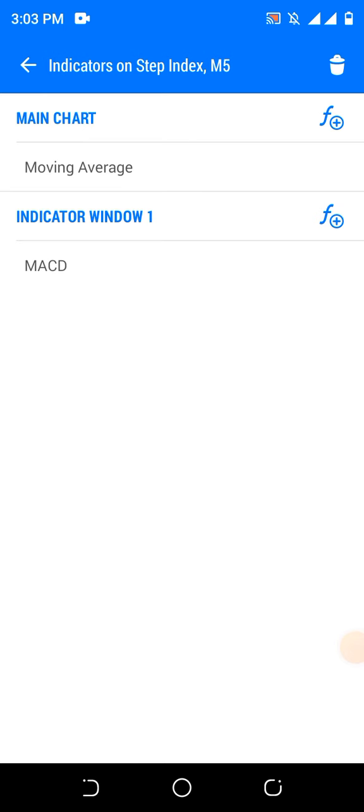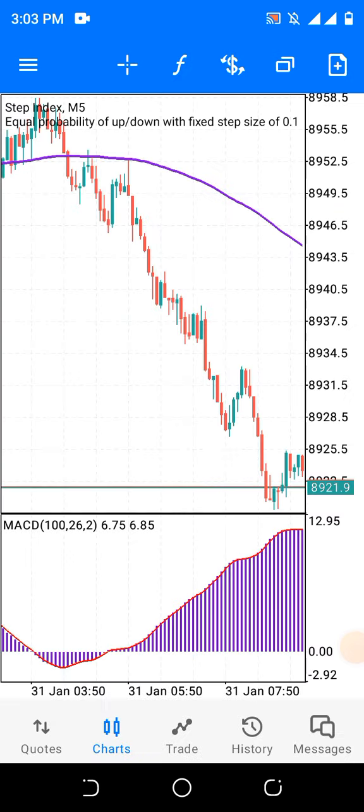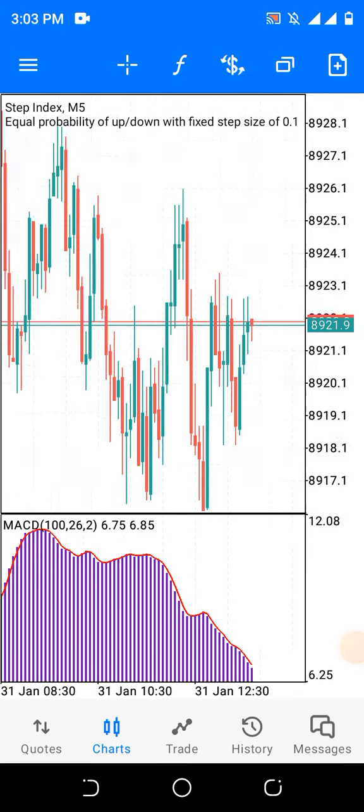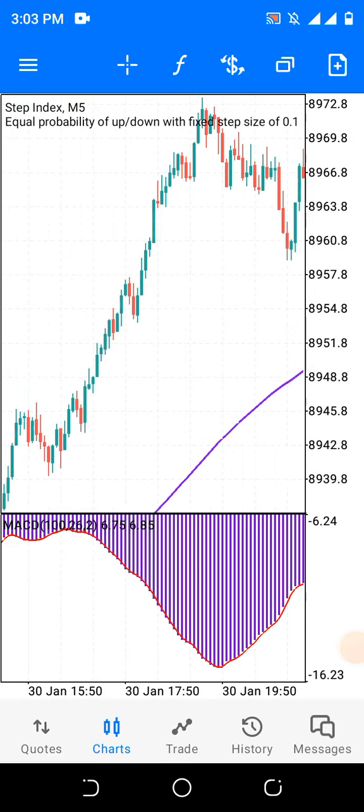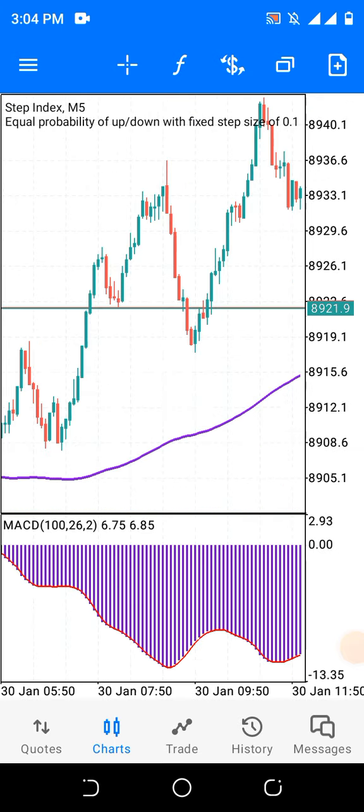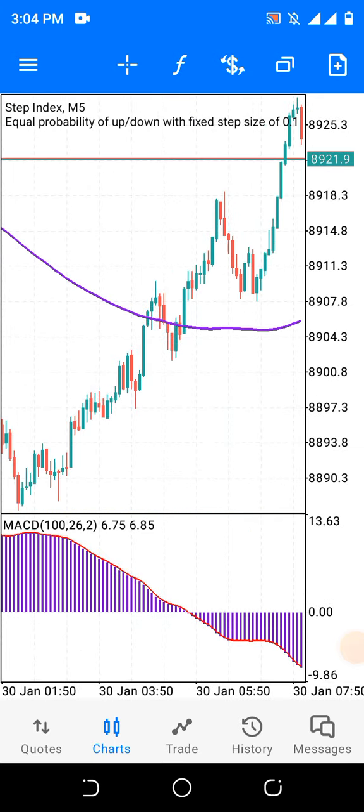So let's go to our chart and see how. This is our chart. Now the next thing is how to apply these indicators. The indicators will show you where to make your entry and where to put your stop loss. Don't forget, this is step index, 5 minutes time frame. Do you understand? This particular strategy is good enough to change your trading history.